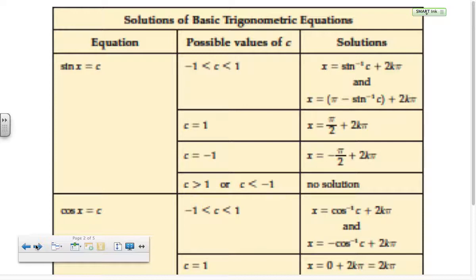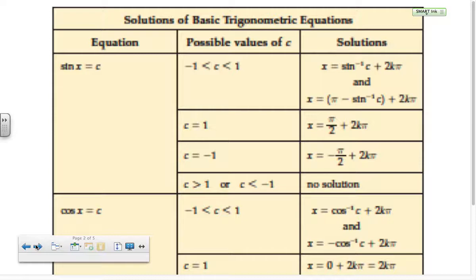So let's look at the sine one. It goes into cosine and tangent as well. Unfortunately, the way the screen is, I can't look at it all right now, but I want to explain to you how the chart works. This will be fairly easy for you to use. If I have an equation sine x equals c, and c is between -1 and 1, I will have 2 solutions. I will have one that is the inverse sine of c plus 2k pi, and one that is pi minus the inverse sine of c plus 2k pi.